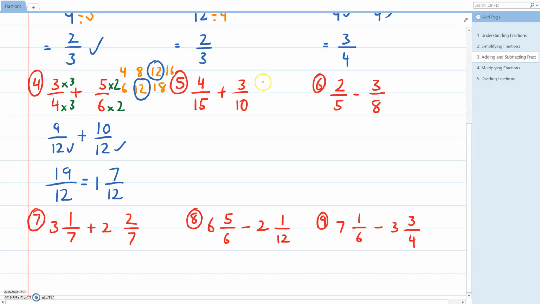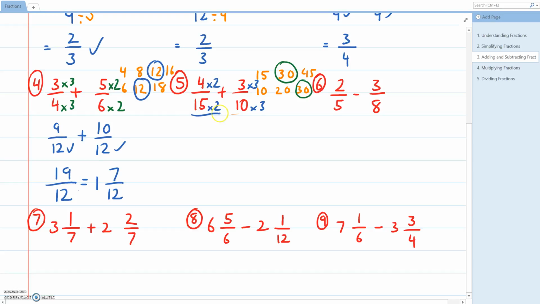Alright, let's have a look at this next one here. I'm not sure what I'm going to do with 15 and 10. So my multiples of 15 are 15, 30, 45. Multiples of 10, we've got 10, 20, 30. And I'm going to stop there because I've got my common multiple of 30. So 15 times 2 gets us to 30. We need to multiply both of these. 10 times 3 gets us to 30.